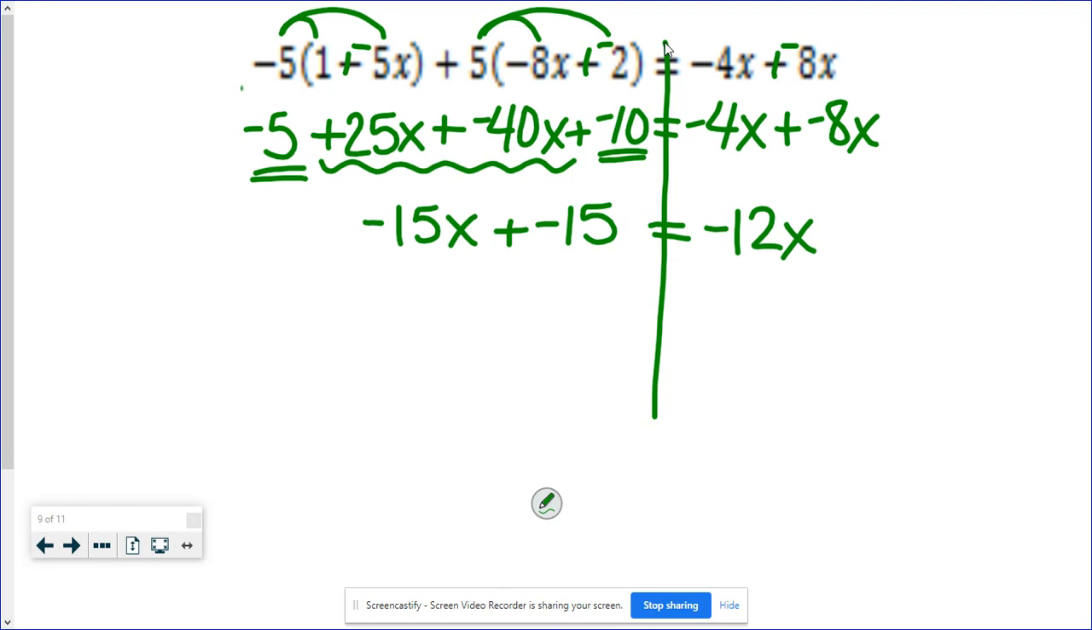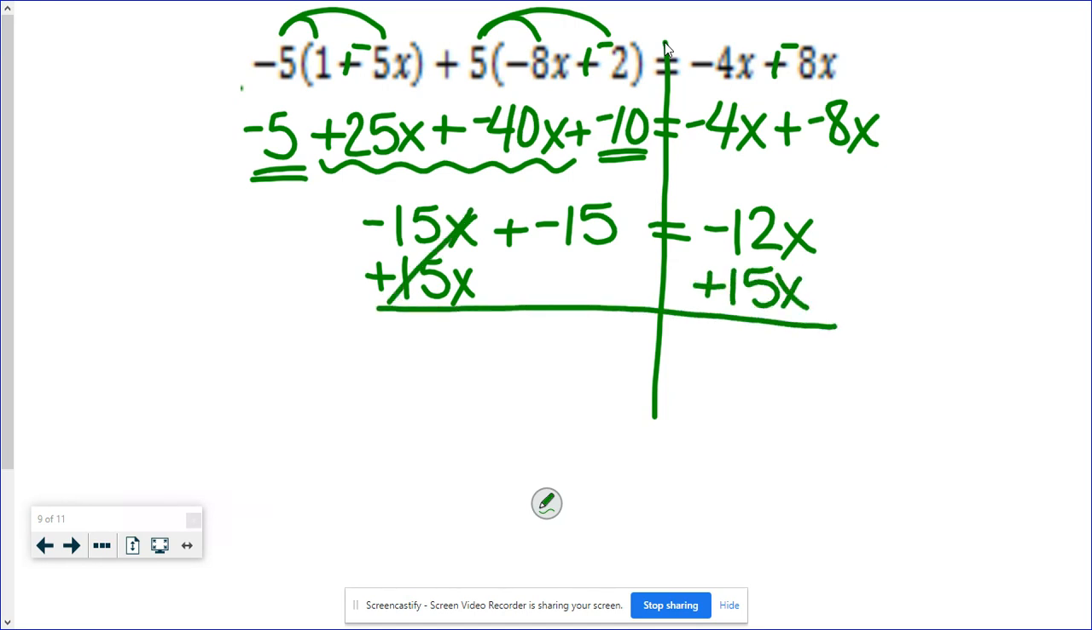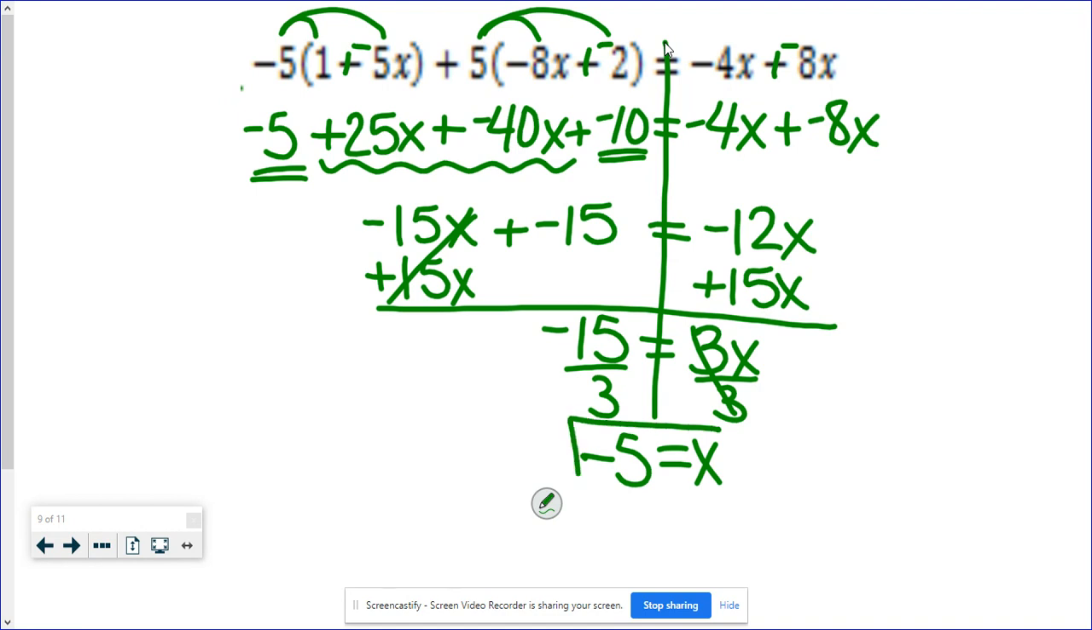Now, think back to the last lesson. Look at those x's. Which one's smaller? Is negative 15 smaller or is negative 12 smaller? It's negative 15. So we're going to add 15x to get rid of this one. It's the opposite of negative 15x. So when we add 15x here, I will have negative 15 equals positive 3x. Again, because the variables are not going away, this is not one of my special answers. It's just a single answer.